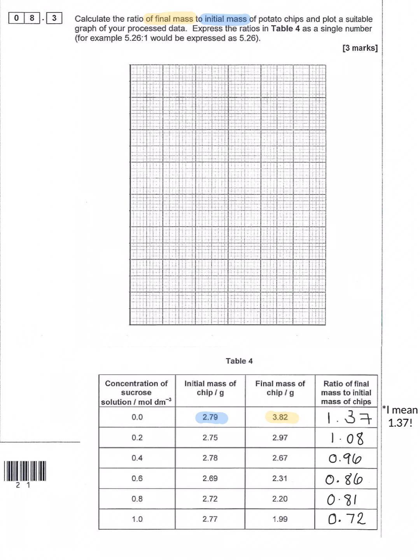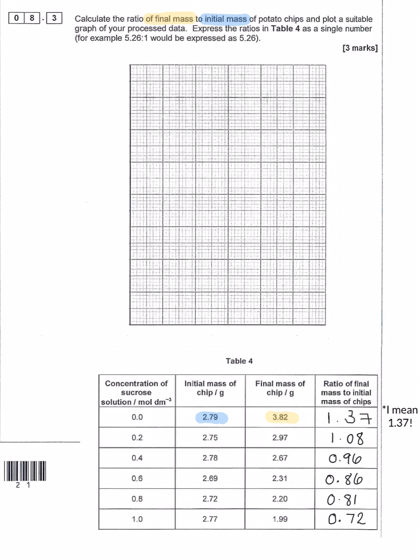So here is what your table should look like completed. Please note that I have stuck to 2 decimal places because that is what has been provided to me in the question. So you should always stick to the number of decimal places provided in the question. Equally, you'll notice that from 0.4 concentration of sucrose, the ratio of final mass to initial mass of chips is less than 1. So what that actually means is that the final mass of the chip was lower than the initial mass of chip, i.e.